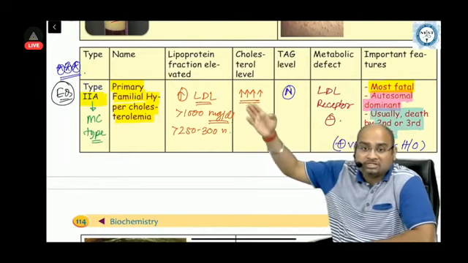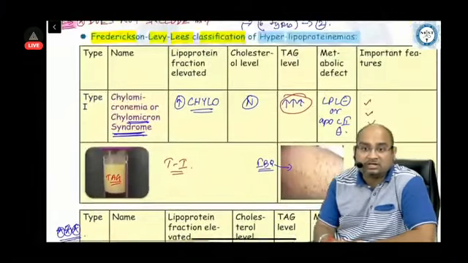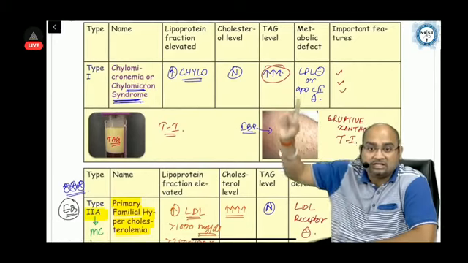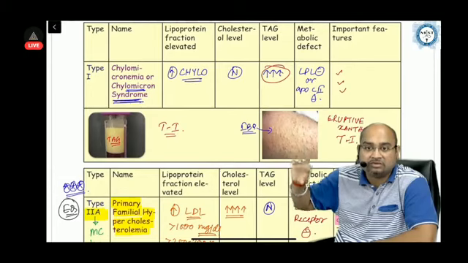Cholesterol will be too much. TAG level will be normal. But in the type 1 disorder it is exactly the opposite, beta. In type 1, cholesterol is normal, TAG is high. Here, cholesterol is high, TAG is normal. This is how you differentiate between these two, beta.